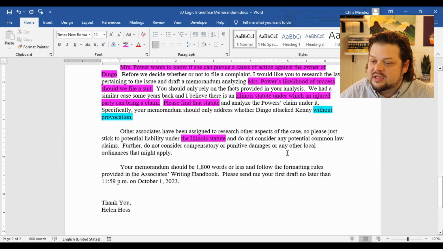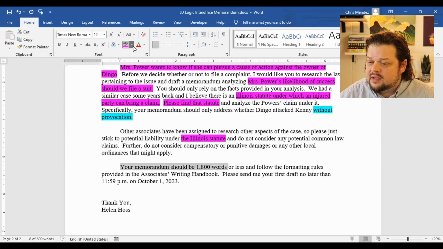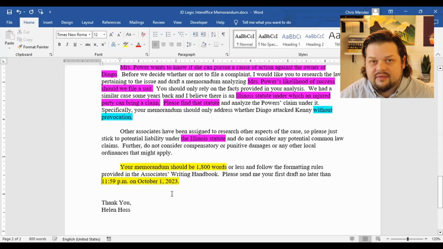And do not consider potential common law claims. Further, do not consider compensatory or punitive damages or any other local ordinances. This is your professor just trying to give you a direction and what not to research. And then this is important. Your memorandum should be 1,800 words or less and follow your formatting rules and the all-important due date for this first draft. Signed, your boss.